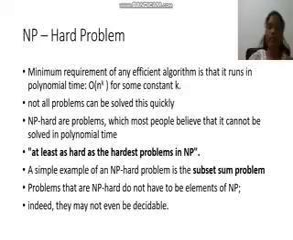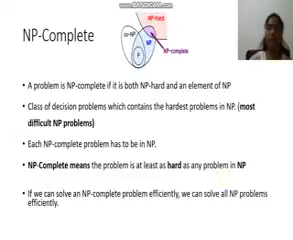The important thing about NP hard problems is that they need not be among the elements of NP. They need not come under the category of NP problems at all, and they may not even be decidable problems. So it need not be a decision problem. The next one is NP complete.